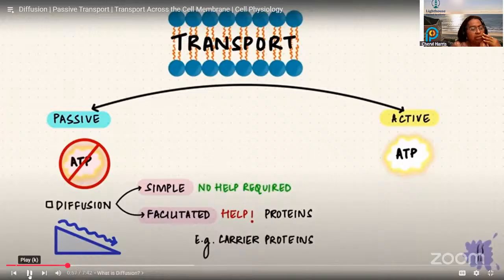Okay, I'm going to pause it there. So Raymond, as you watch this, some of the transport proteins are not for active. There are some that are for active, but right now we're going to talk about the facilitated ones, and they're not active, they're passive. All right.